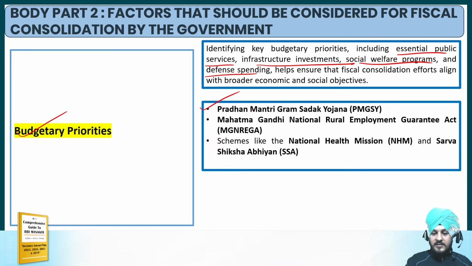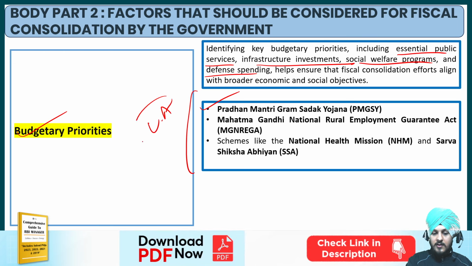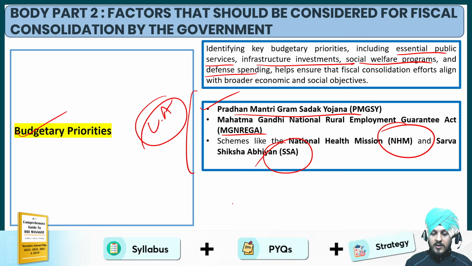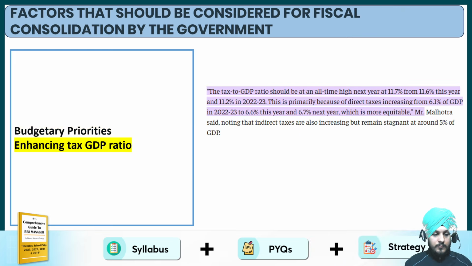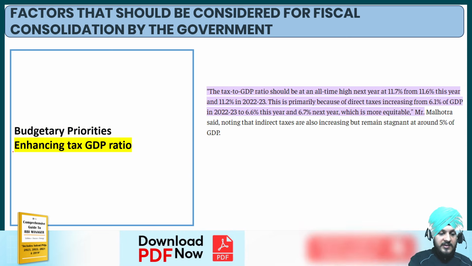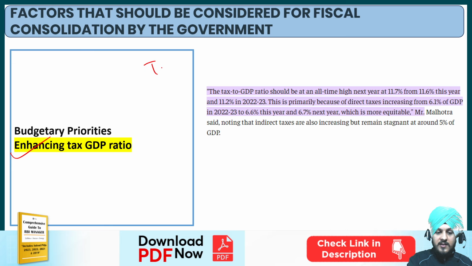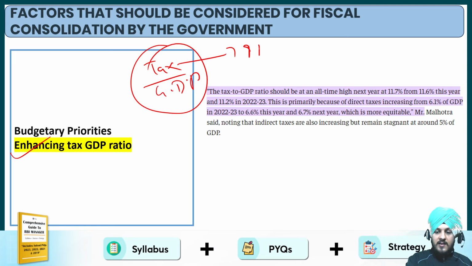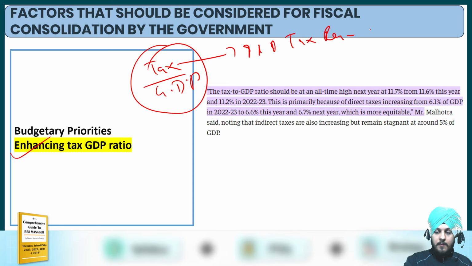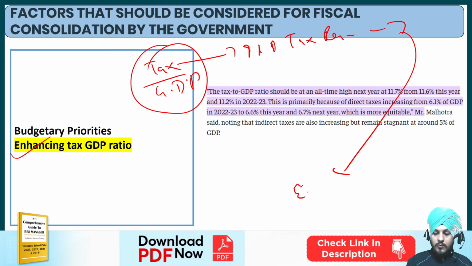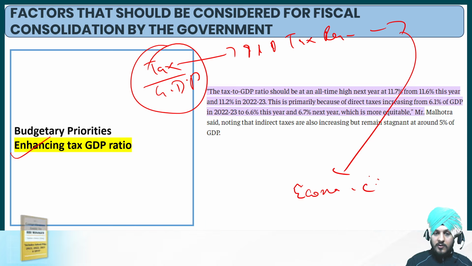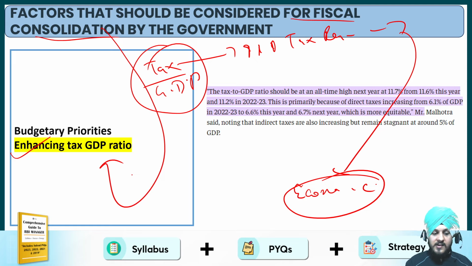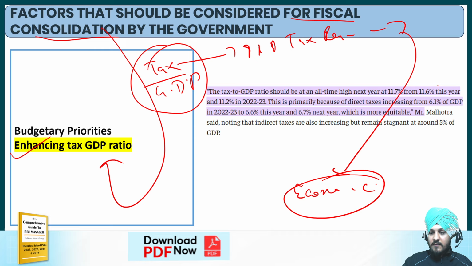Different schemes, which you can write in your answers for value addition, are the Pradhan Mantri Gram Sadak Yojana, MGNREGA, National Health Mission, Sarva Shiksha Abhiyan. The next thing is enhancing the tax to GDP ratio. The tax to GDP ratio is nothing but the proportion of tax as a part of GDP. If this is high, it means the tax revenue is high as a part of GDP, and when the tax is high, it will lead to more revenue streams and economic growth. So the government should focus on the reforms of fiscal consolidation by considering the enhancement of the tax to GDP ratio.